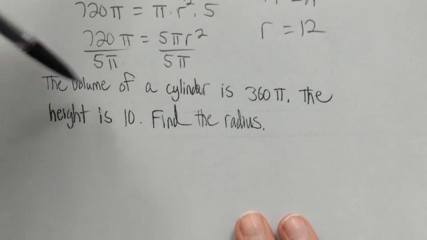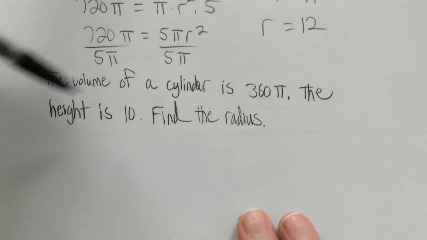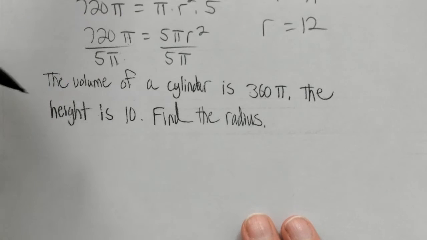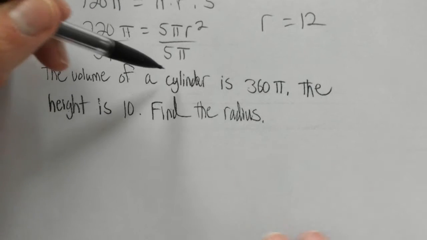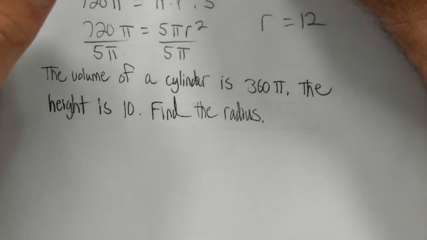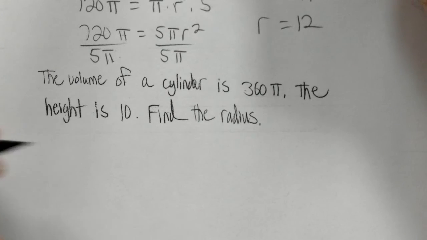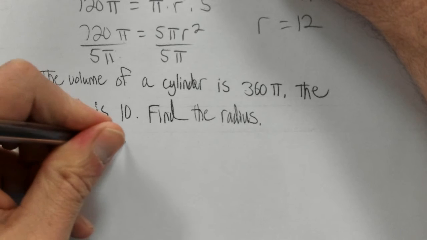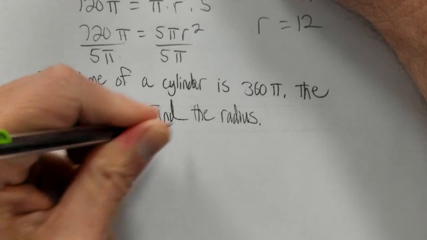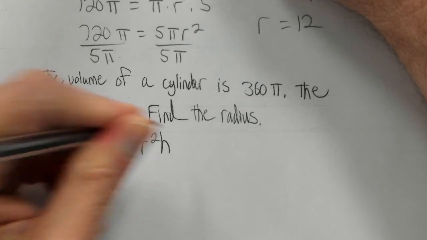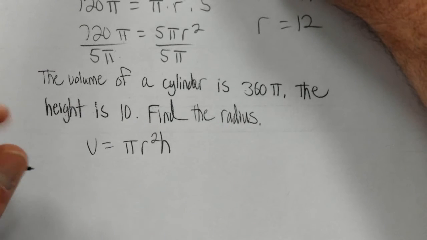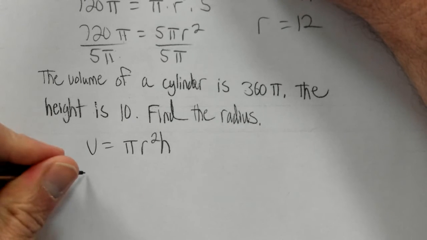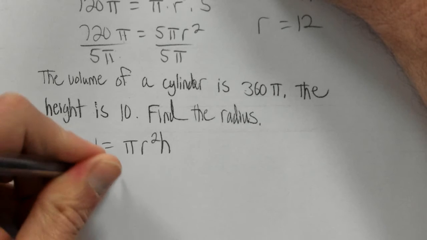Okay, in this one it says the volume of a cylinder is 360 pi. The height is 10. Find the radius. Alright, so volume of a cylinder is the formula we need to start with, and it is the one we used in the last problem. So V is equal to pi r squared h. Okay, so the volume is 360 pi, so that'll go for V.